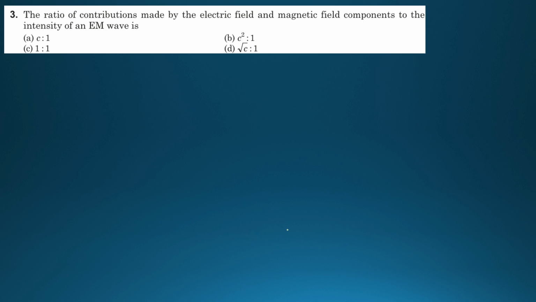The ratio of contributions made by the electric and magnetic field components to the intensity of an electromagnetic wave is? Please try this question.